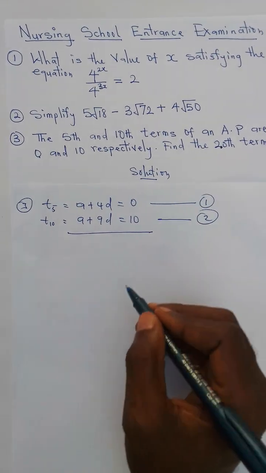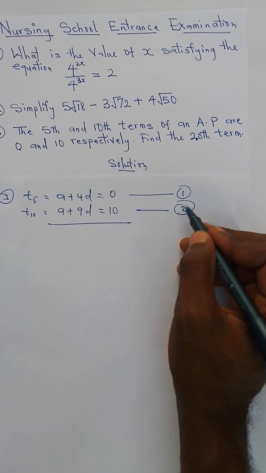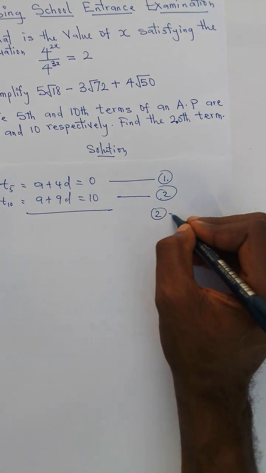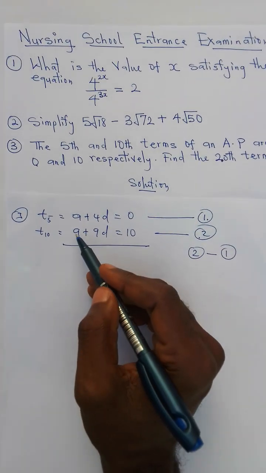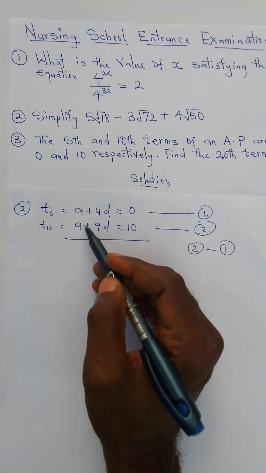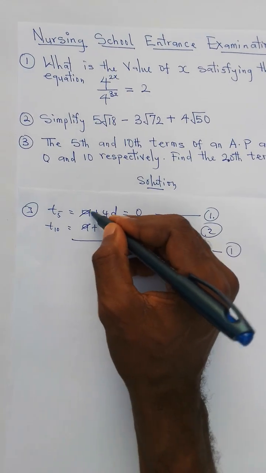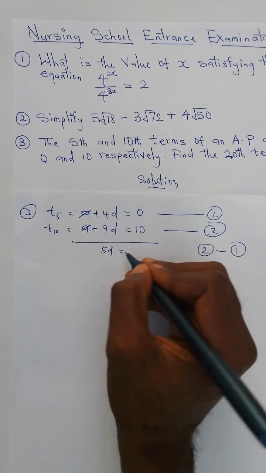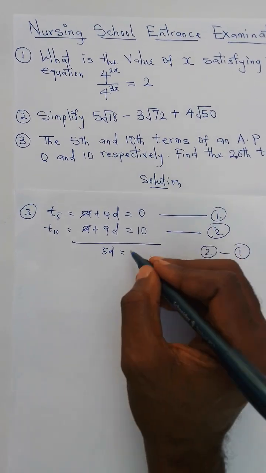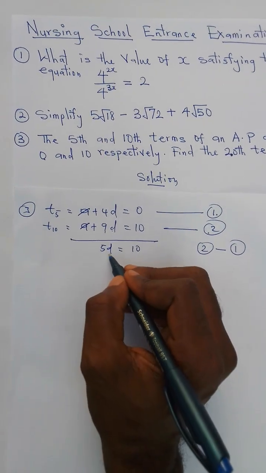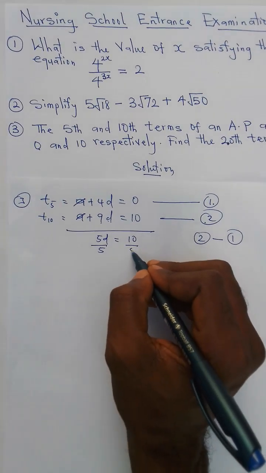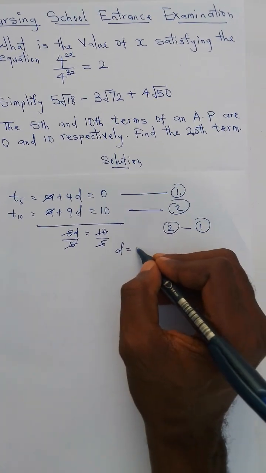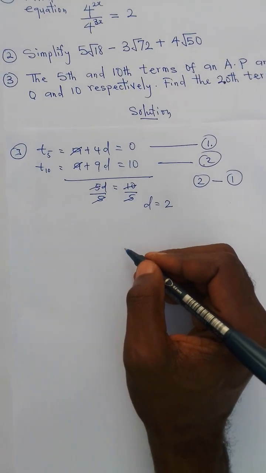So how do you do that? We are going to say equation 2 minus equation 1. Now in equation 2 here we have A. In equation 1 we have A. So A minus A will cancel. Then 9D minus 4D will give us 5D, equal to 10 minus 0, which is 10. So to get the common difference, we divide both sides by 5. 5 cancels itself. So D is equal to 5 goes into 10, that's 2 times. So the common difference is 2.